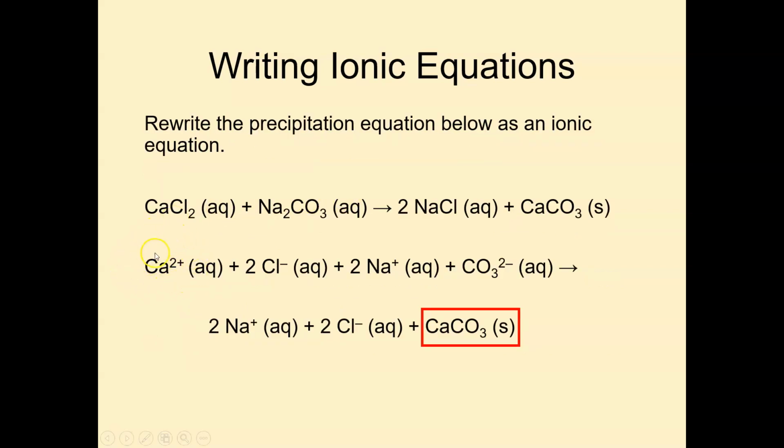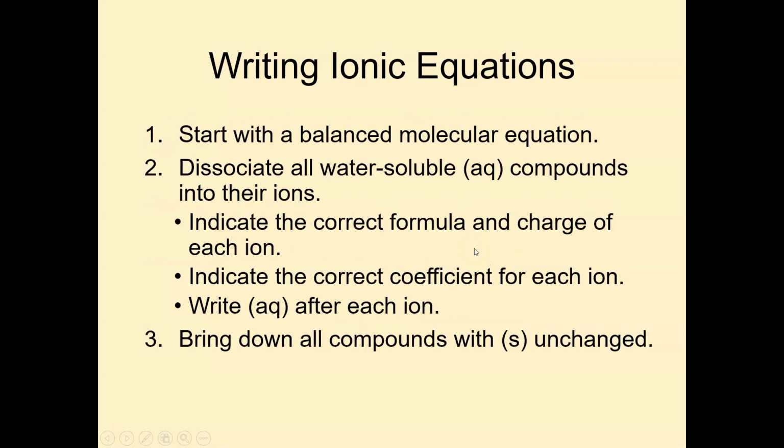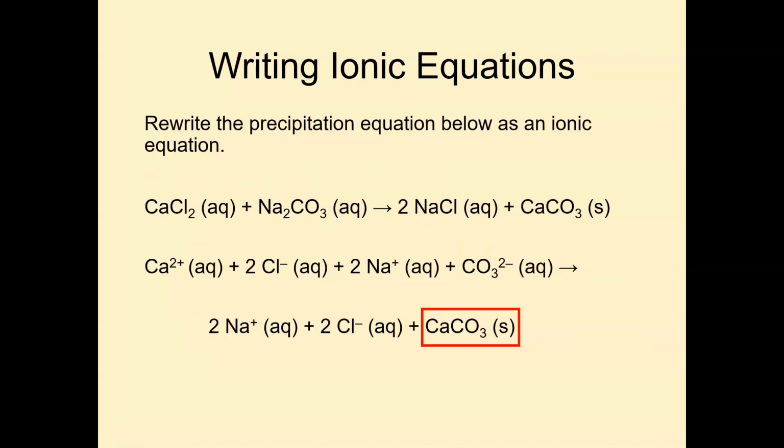Calcium, because it's in group 2, is 2 plus. Sodium, because it's in group 1, is plus 1. Chloride, because it's in group 7, is minus 1. Carbonate is a polyatomic ion that we've learned. It has that formula. So I wrote the right formulas. I've got the correct coefficient in each case.